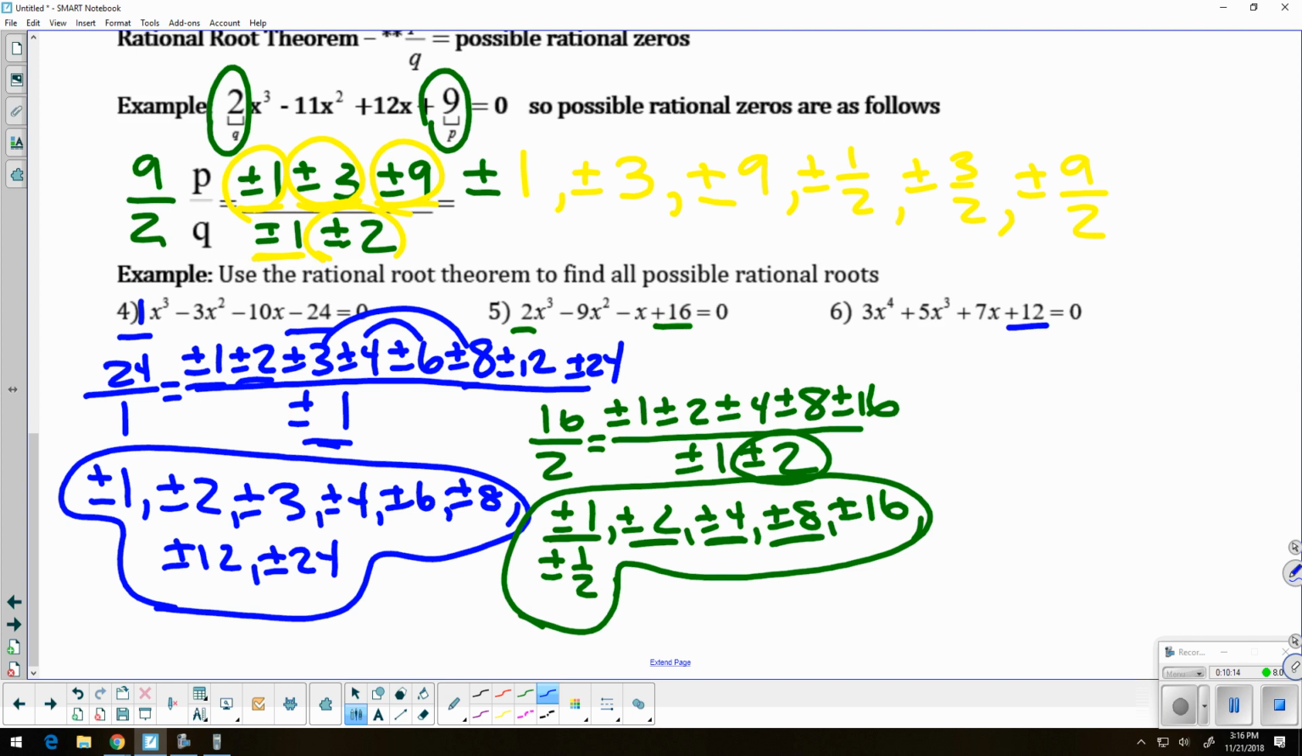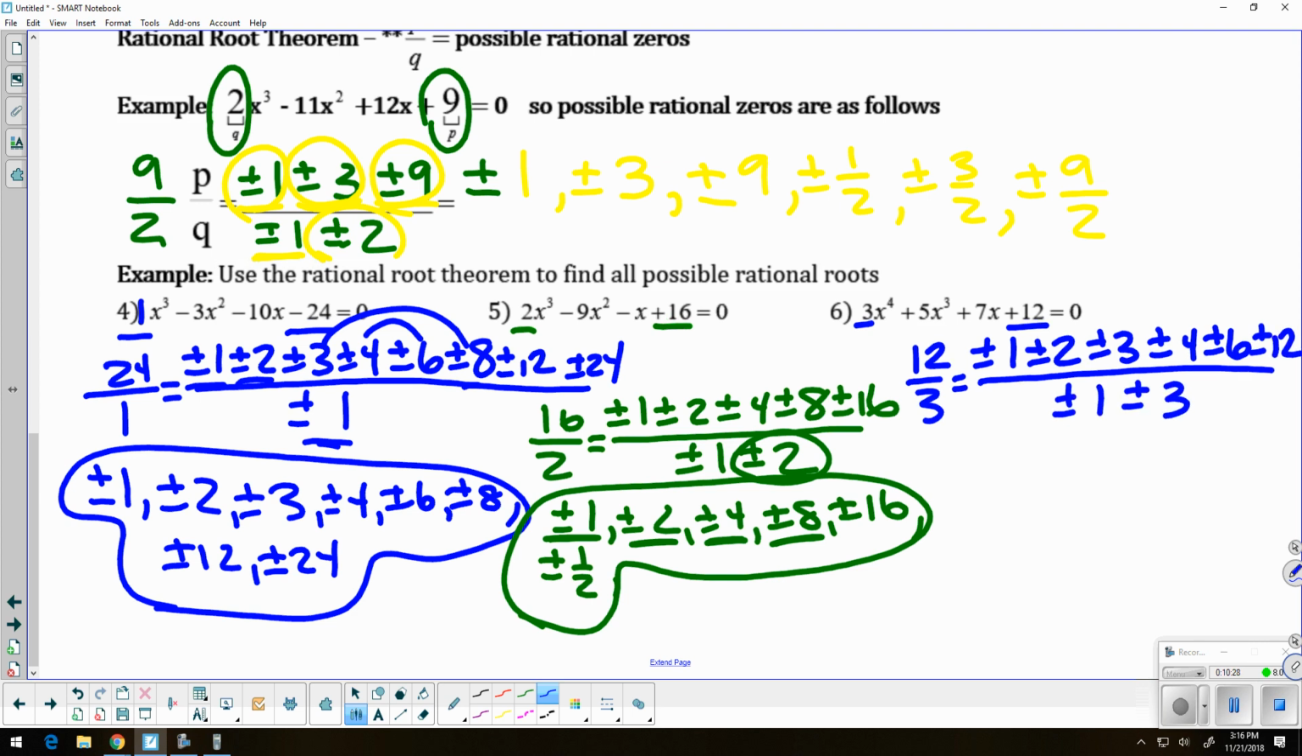So P over Q, that'd be 12 over 3. Now start listing out the factors. So that's 1, 2, 3, 4, 6, and 12. Bottom, that's just 1 and 3. Okay, so now listing out the possible zeros. So we'd have plus and minus 1 over 1, 2 over 1, 3 over 1, 4 over 1, 6 over 1, 12 over 1. Okay, so there's everything over 1.